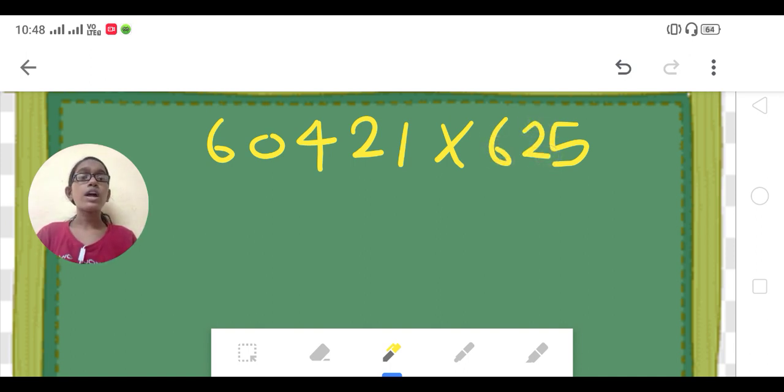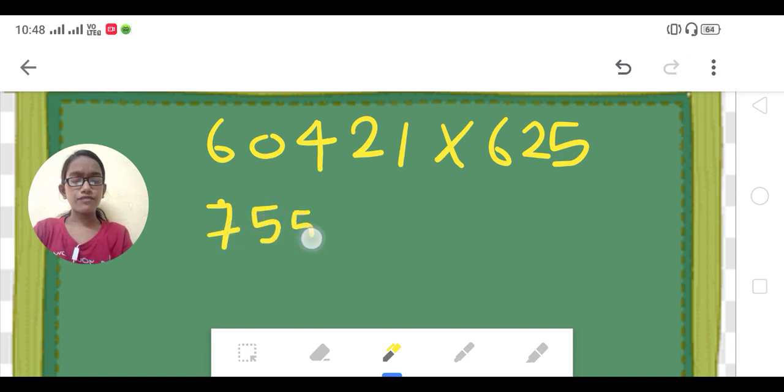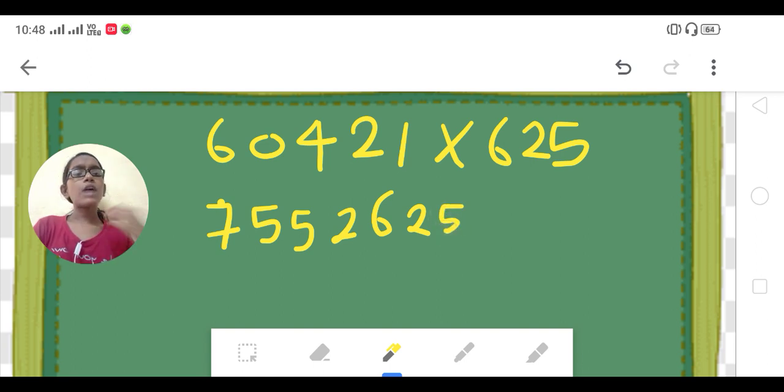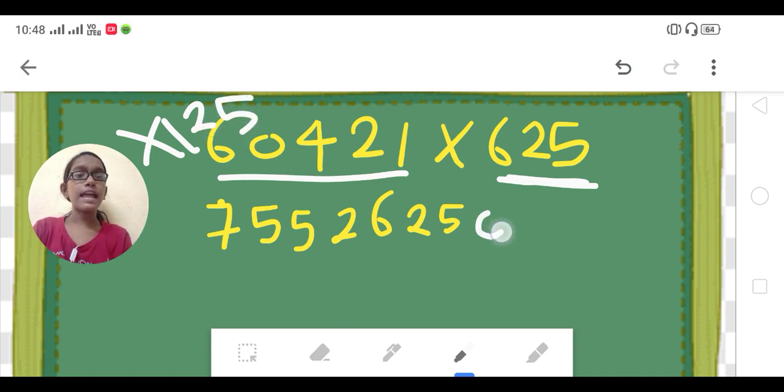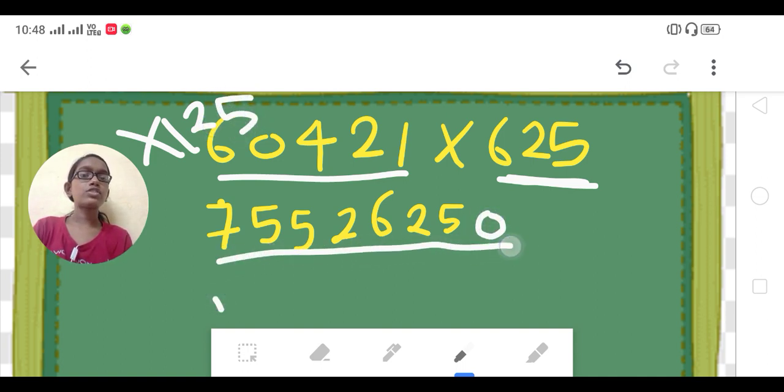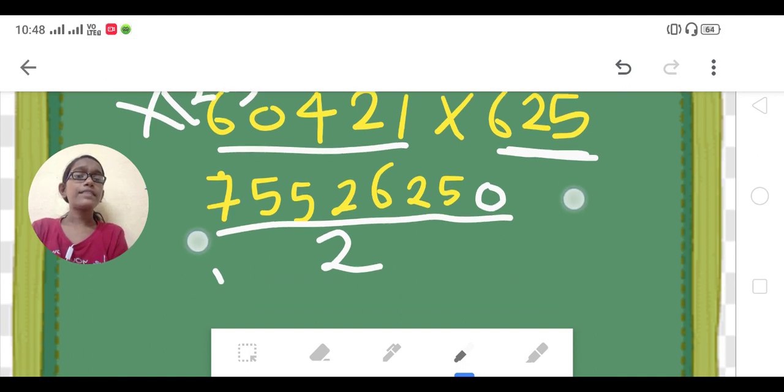So, you know that when we multiply this number with 125, the answer we achieve is 7552625. Simple. Now what you will do is just multiply this with 625. For that you have to multiply this number with 125, and then do not forget, put a 0 in the end, and then divide this number with 2.